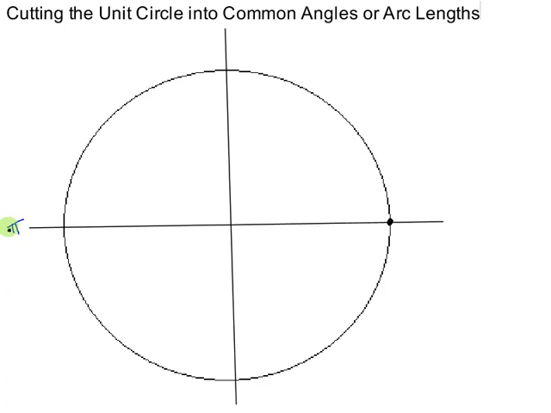Now I'm going to start cutting pi into pieces. So let's cut pi into half as well. And so that would put us up here. So that makes this arc length or angle pi over 2, half of pi.